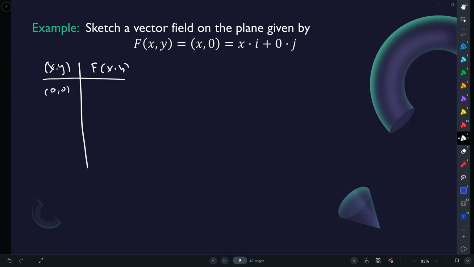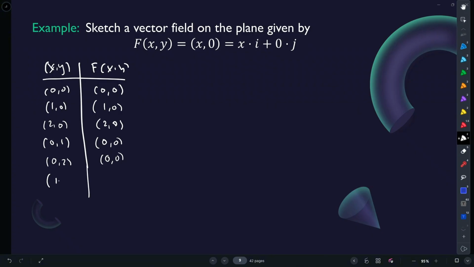So at 0, 0, you see that I get 0, 0. So the vector vanishes. There is nothing happening at 0. At 1, 0, I get 1, 0. At 2, 0, I get 2, 0. At 0, 1, I get 0, 0. At 0, 2, I get 0, 0. There's nothing happening. For points on the y-axis, the vector vanishes. But once I go to something like 1, 1, then I get 1, 0, or 1, 2, I get 1, 0, etc.